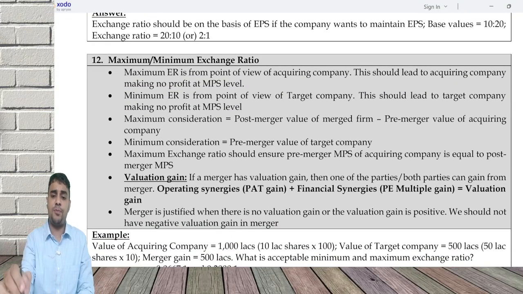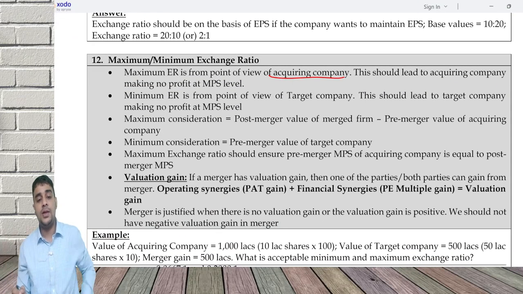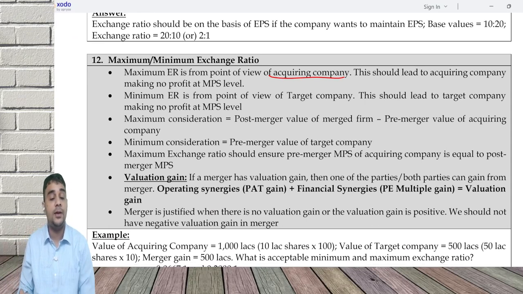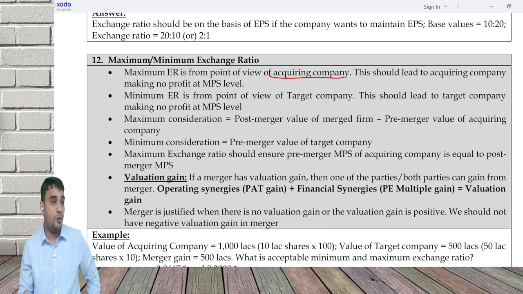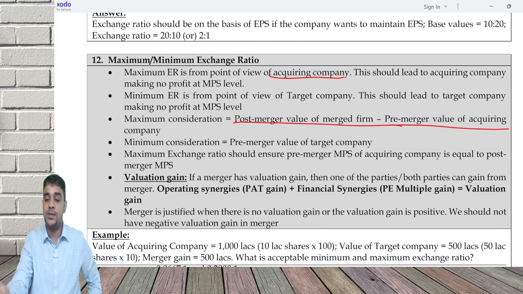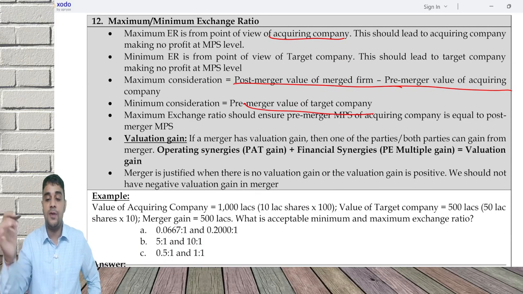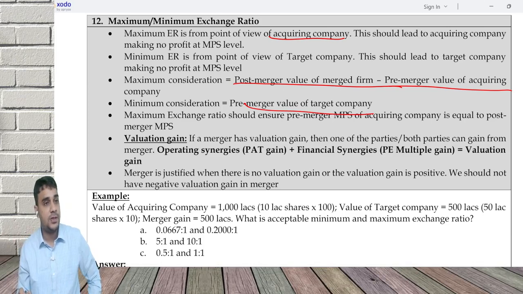Maximum ER is from the point of view of the acquiring company. This should lead to the acquiring company making no profit at MPS level. Zero profit for me. Minimum ER is from the point of view of the target company. This should lead to the target company making no profit. Maximum consideration is post-merger value minus the pre-merger value. Minimum consideration is the pre-merger value of the target company.